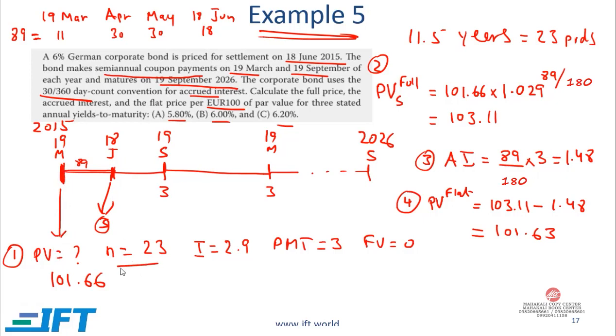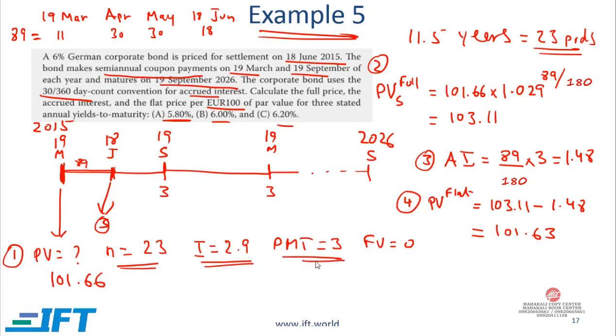We know that N is 23 because from here 19th March 2015 till September 2026 we have 11.5 years, and since this is a semi-annual bond, 11.5 years means 23 periods. So N is 23. We are using an annual YTM of 5.8%, which means that the semi-annual number is 5.8 divided by 2, which is 2.9%.